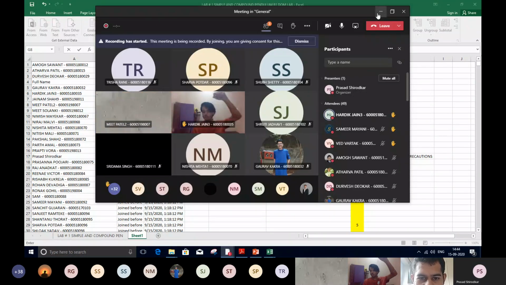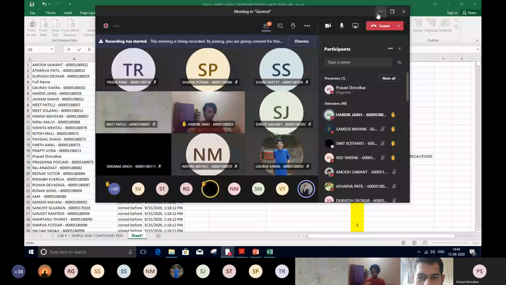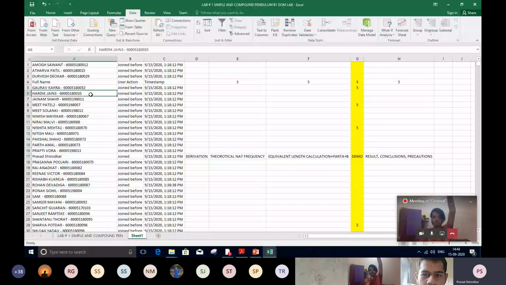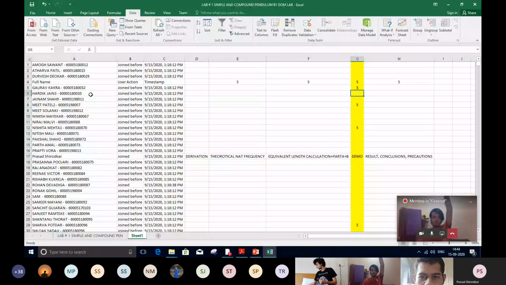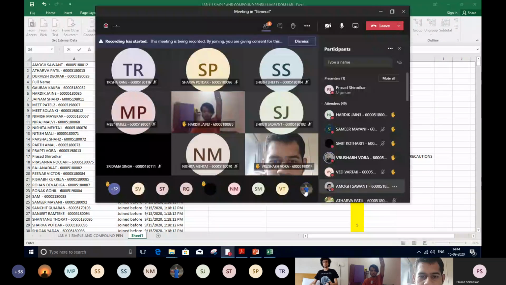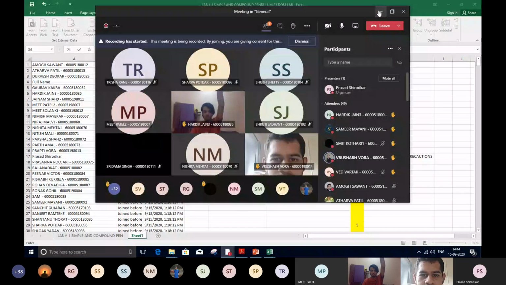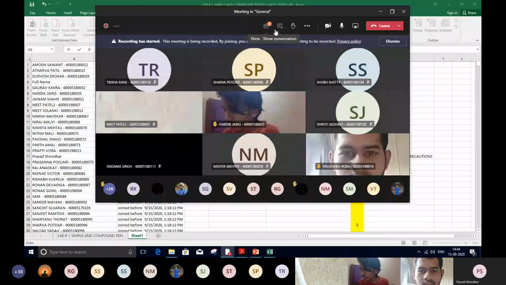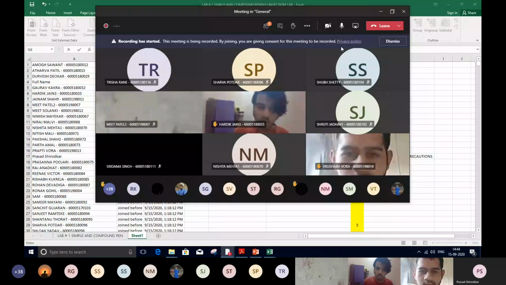Hardik Jain, go ahead. Yeah, I've got the length as 47.8 centimeters. I'm starting it. This is my eraser. I got the timing as 13.8 seconds. Okay.